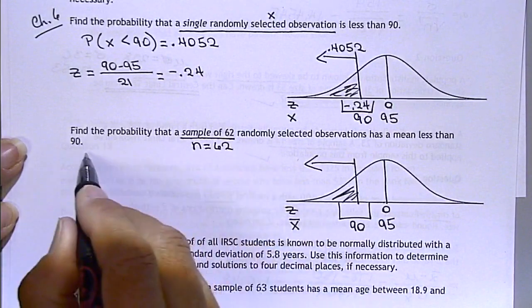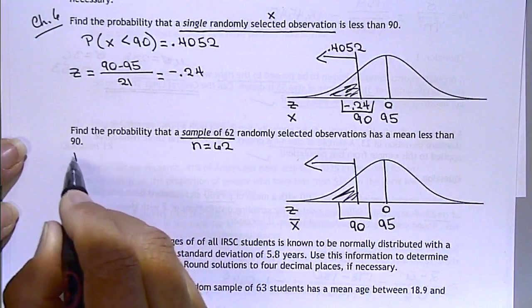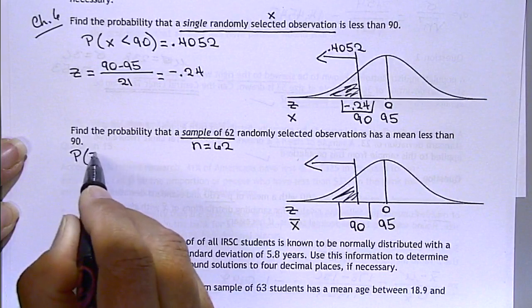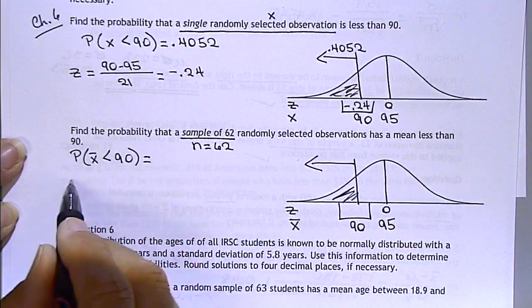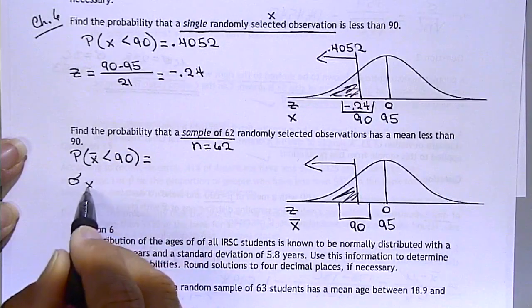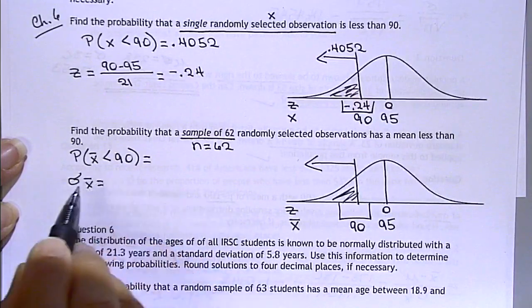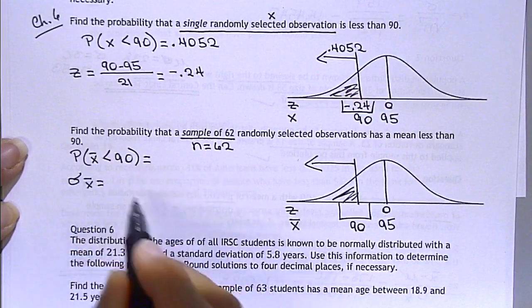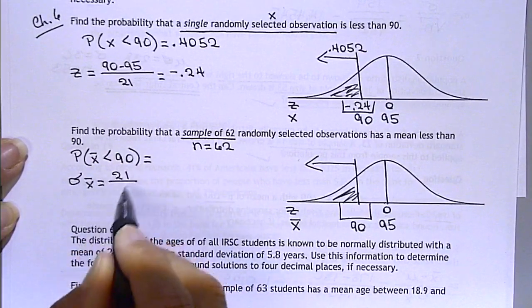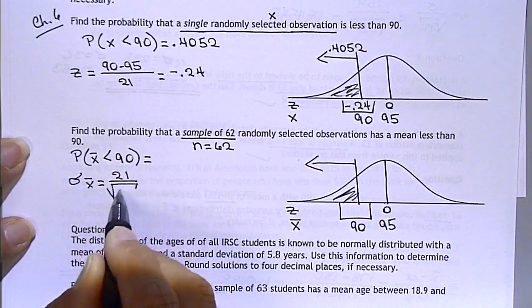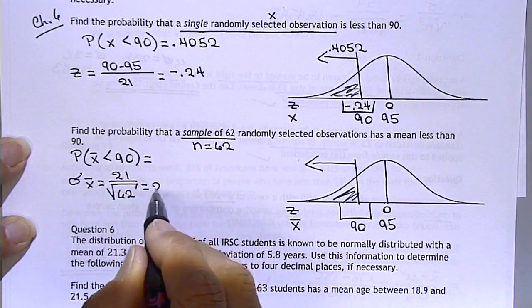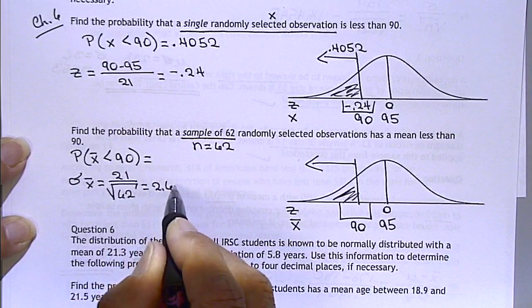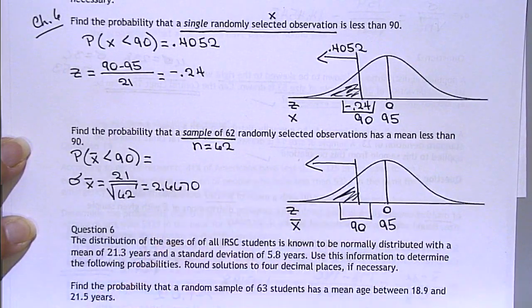Well, this time I've got to say, okay, probability that x bar is less than 90, because I'm dealing with sample means, and I need a standard deviation of x bar. I'll take the standard deviation, which was 21, divided by the square root of my sample size, which is 62. I come out with, to 4 decimal places, 2.6670.